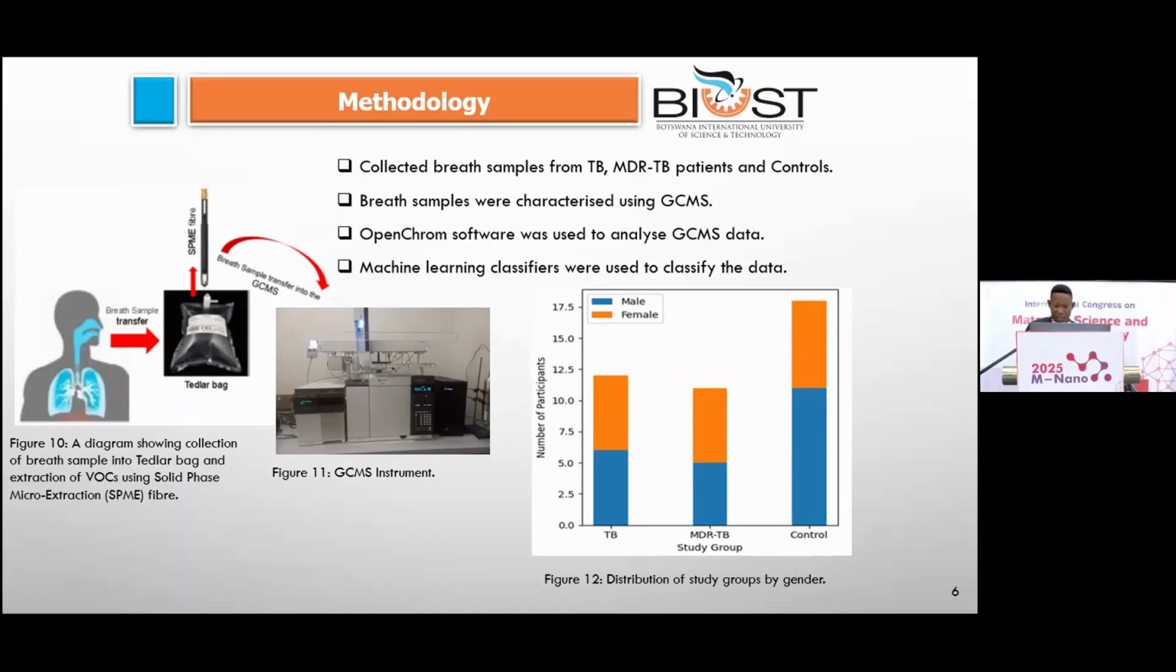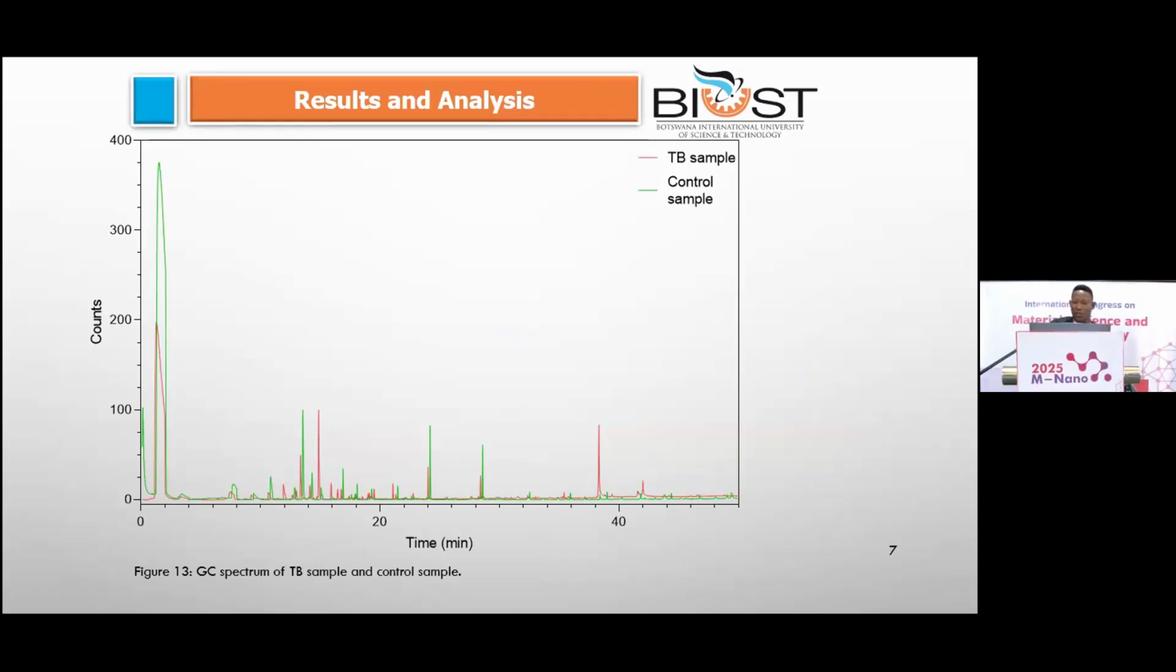After collecting, we used a solid phase microextraction fiber, that is SPME, to pre-concentrate and collect the VOCs from the Tedlar bag and then characterized them using the GCMS, which I've shown how it works. Then we used OpenChrom software to analyze the GCMS data and used machine learning classifiers to classify it into TB and non-TB. Moving forward to our results, this is the GC spectra that we get.